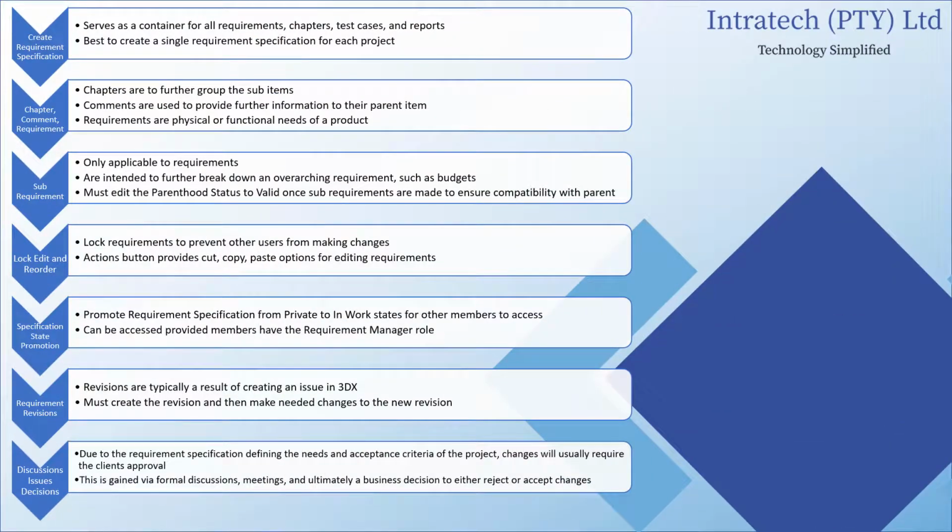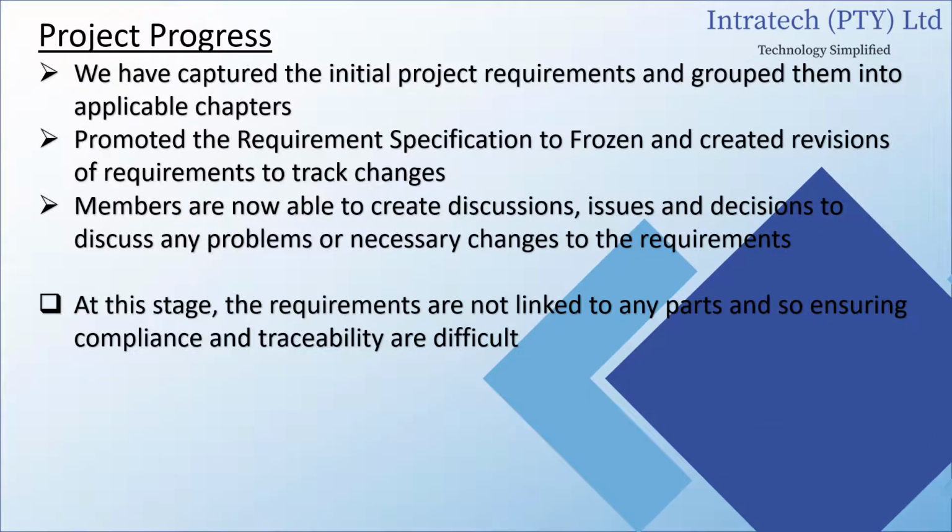This process covers the creation and modification of the requirement specification. By this point, we have captured the initial project requirements and grouped them into applicable chapters, promoted the requirement specification to frozen, and created revisions of requirements to track the changes. Members are now also able to create discussions, issues, and decisions to discuss any problems or necessary changes to the requirements.